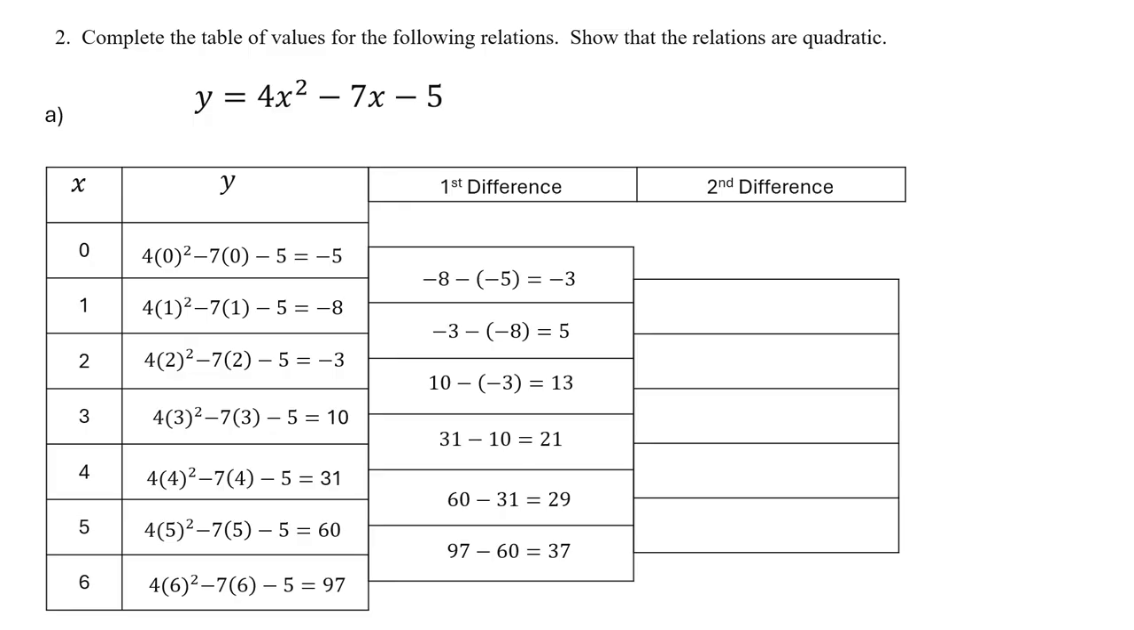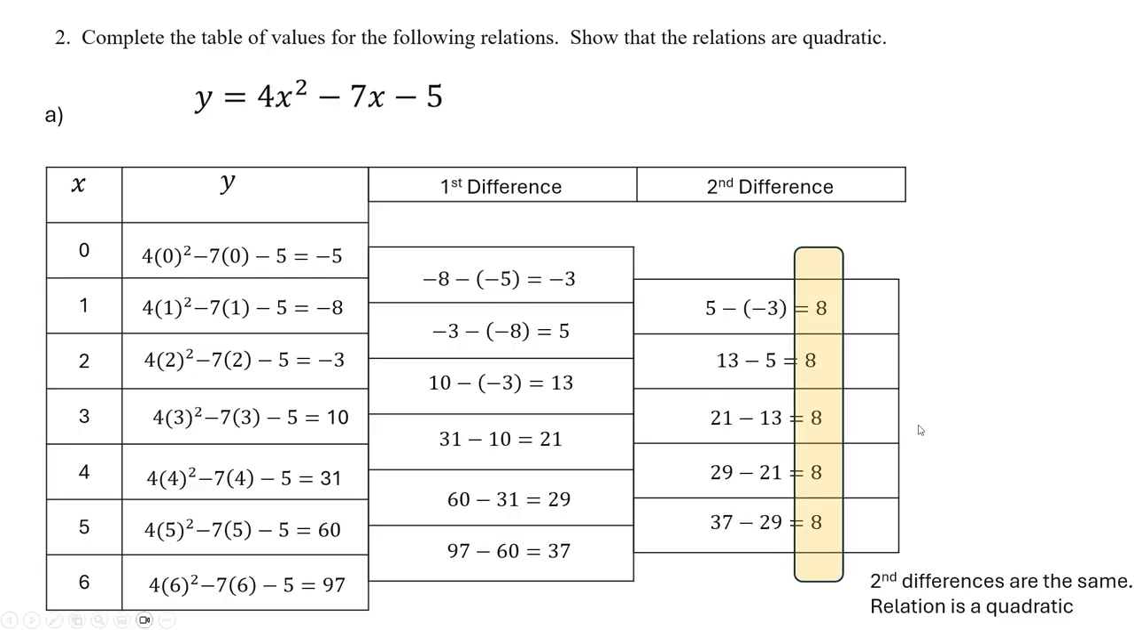Let's check our second differences. 5 minus -3 gives us a second difference of 8. Do the next one. 8 as well. 8, 8, and 8. All of our second differences are the same. So we know that our relation is a quadratic.